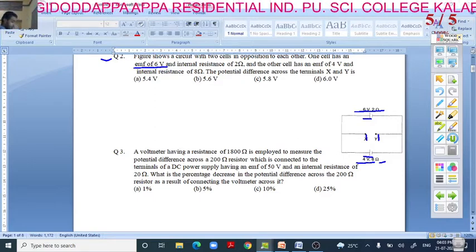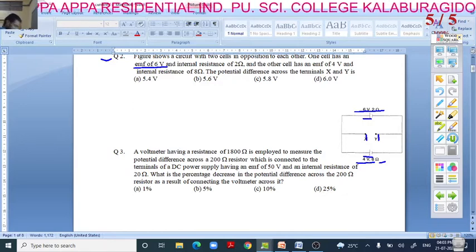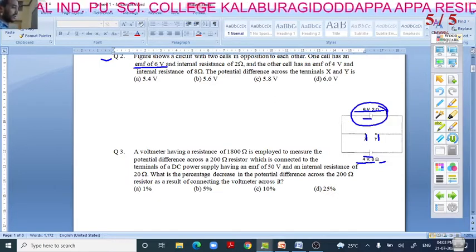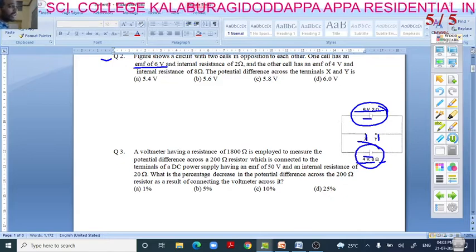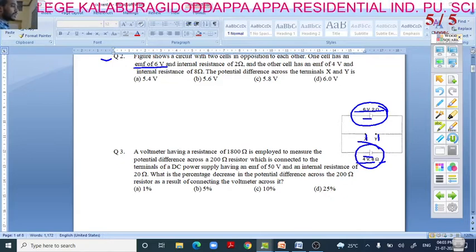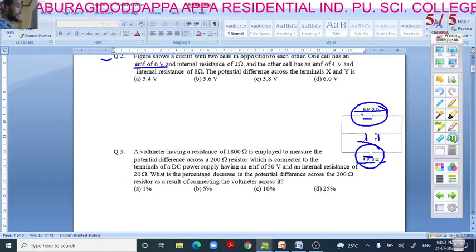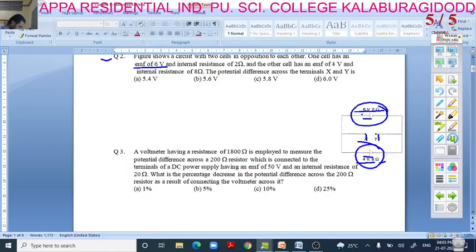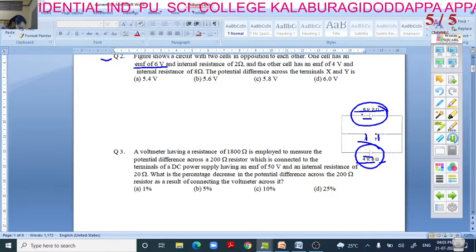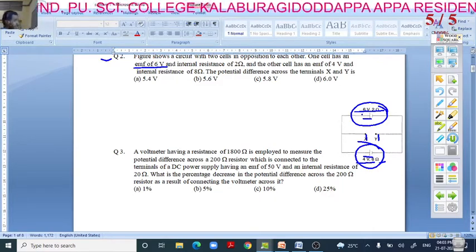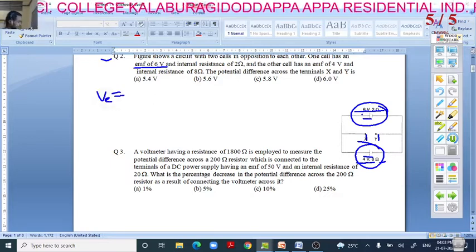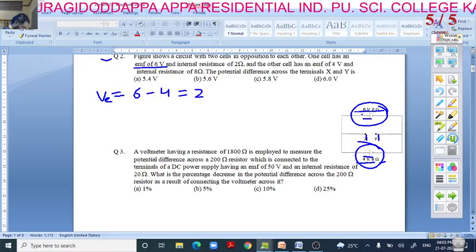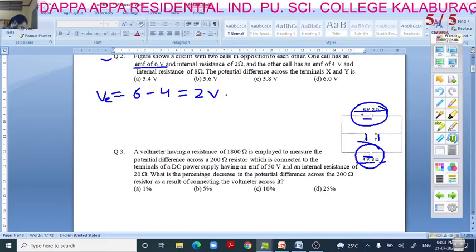So to find the potential difference, we should know the terminal voltage across this cell as well as this cell also. So by getting the terminal voltage across 6 volt as well as 4 volt, by taking the difference of those two, we will get the potential difference. Okay, for that, first I will do, since two cells are in opposition, the effective voltage is 6 minus 4 is equal to 2 volt. This is our effective voltage we have here, right?